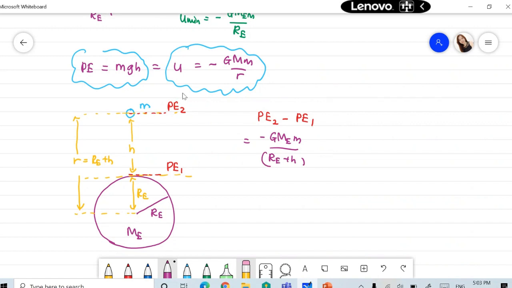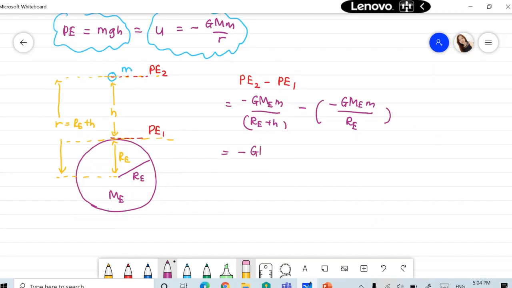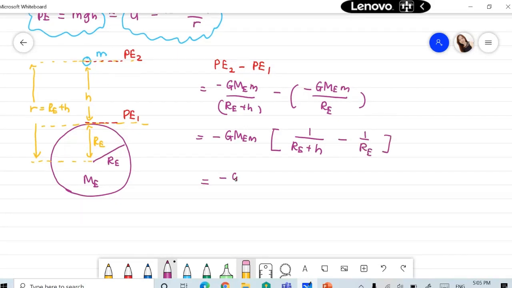So the potential energy at point 1 is equal to negative G M m over r, but point 1 is on the surface of the Earth. R is equal to r e only. So negative G M e m, 1 over r e plus h. Negative is already taken out, so here it will be minus 1 over r e. Negative G M e m, right? I make the denominator common, the same denominator. So I multiply the first term's denominator by r e. So I will get r e multiplied by r e plus h.